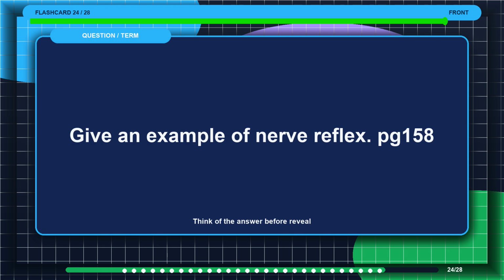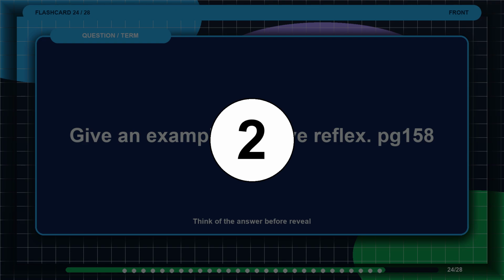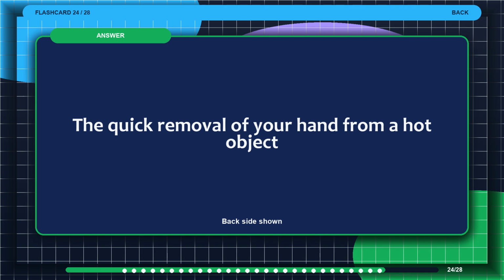Flashcard 24. Give an example of nerve reflex. Page 158. Pause and think of the answer before the reveal. The answer is: the quick removal of your hand from a hot object.